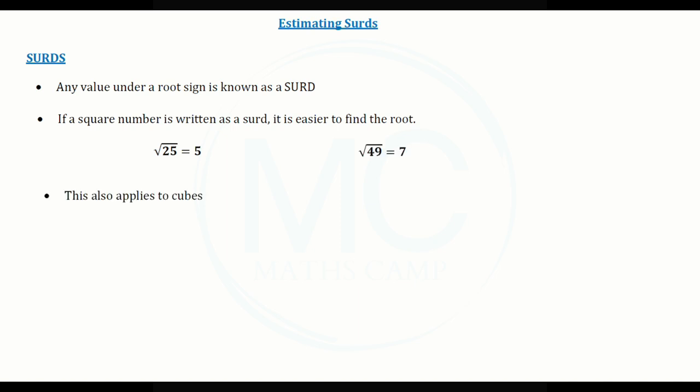This also applies to cubes. 3 cubed is equal to 27, so the cube root of 27 must be 3. 6 cubed is equal to 216, so the cube root of 216 is 6. So what about the square root of 23? 23 is not a square number, so without a calculator, we cannot find its actual value.